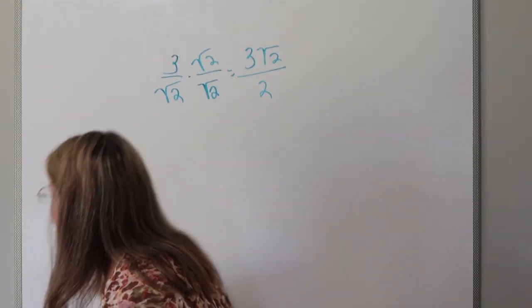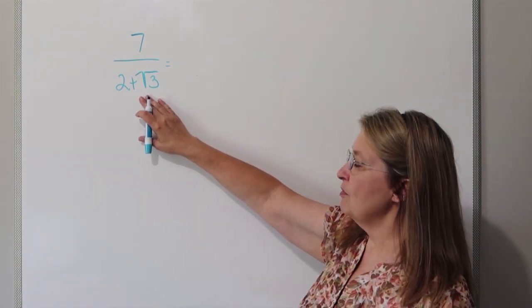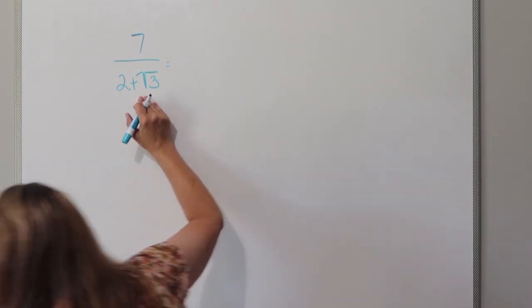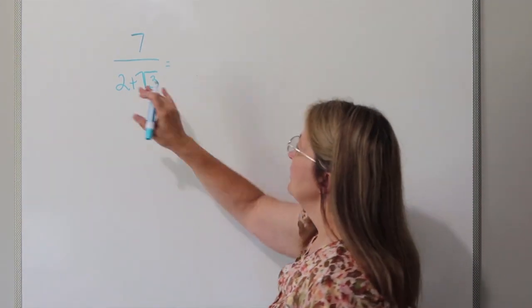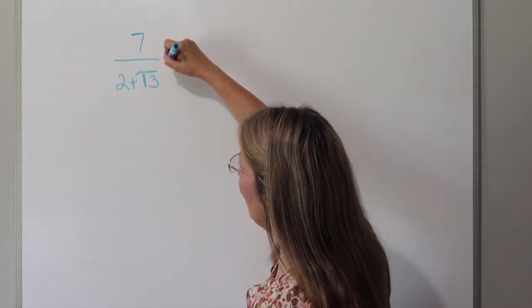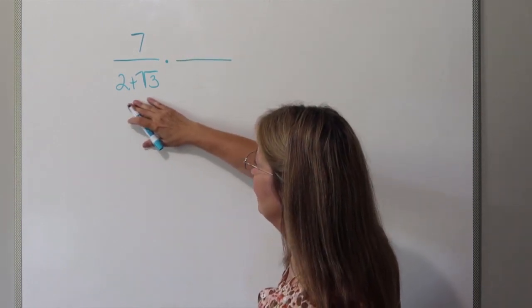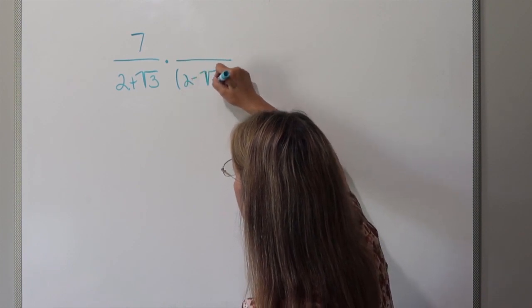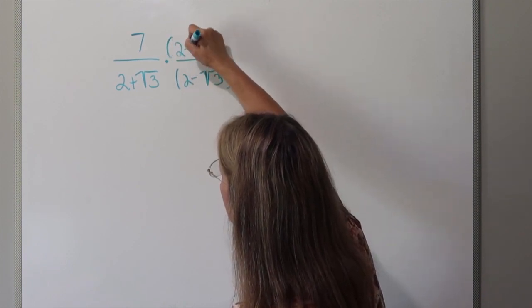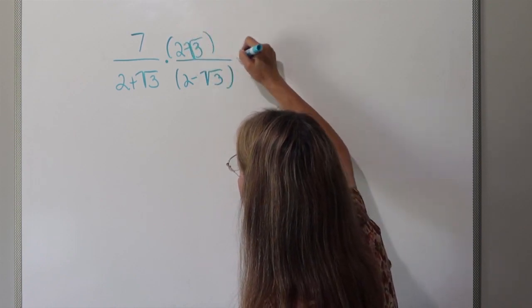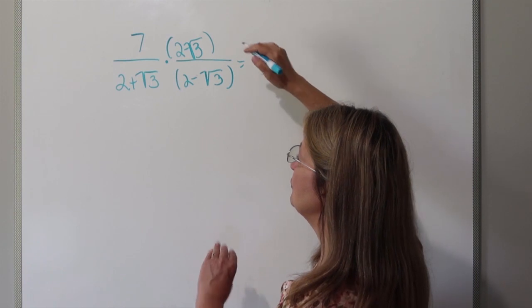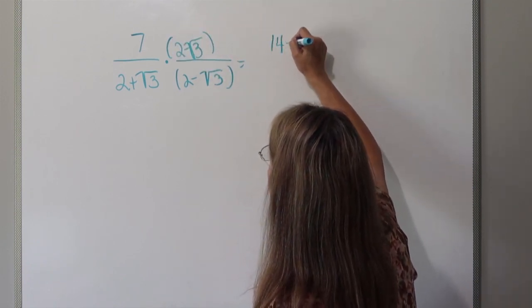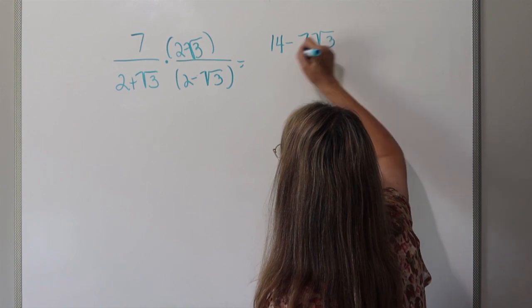But let's look at what happens if you have a fraction that has a binomial in your denominator. Let's try this example. This is the try it example number 9 on page 52. So I'm told to rationalize my denominator. So I'm going to multiply by the conjugate of this, which is 2 minus square root of 3, on the top and on the bottom. And when I multiply the top, I'm going to distribute. So 7 times 2 is 14 minus 7 square root of 3.